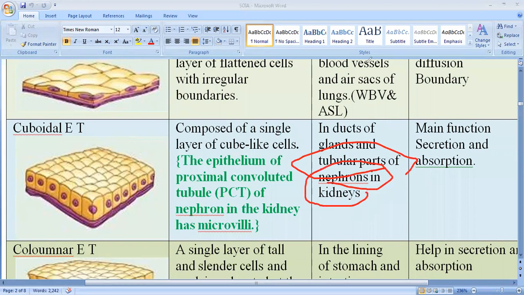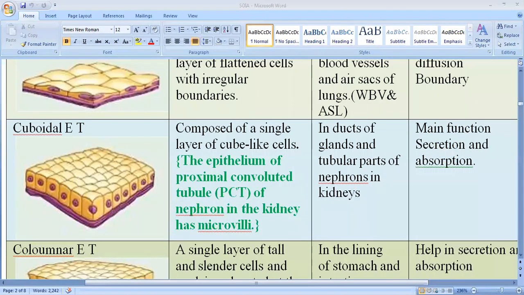Okay, in ducts of the glands, I had already told you, ducts of the glands means ducted glands, and you know very well those glands which have a tube-like structure are called ducted glands. Ducted glands always secrete enzymes. Ductless glands secrete hormones, and ducted glands always secrete enzymes. And the basic function of the cuboidal epithelial tissue is secretion as well as absorption, because these are glandular cells, so they are involved in the secretion phenomenon.